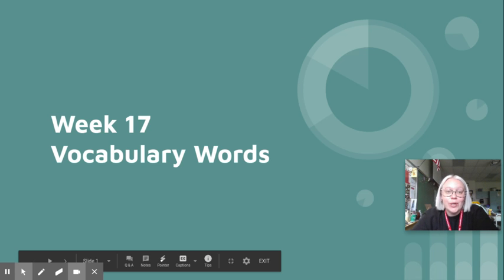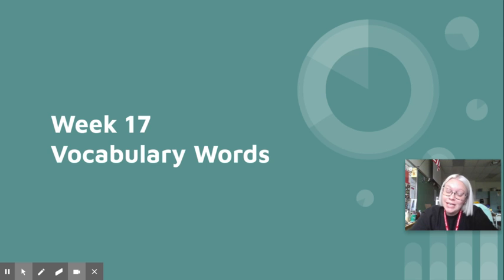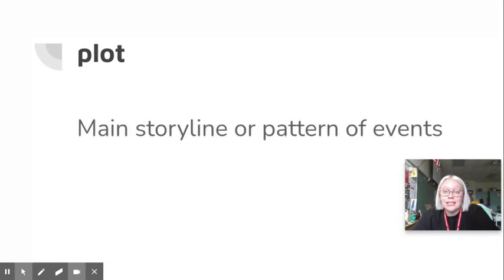We are going to go over your vocab words for the week, and hopefully you are starting to get more familiar with them, and hopefully you're working on Spelling City each day. So let's just get started and go over these words, and then you can work on your Spelling City for today. Your first word is the word plot, and the definition is the main storyline or pattern of events.